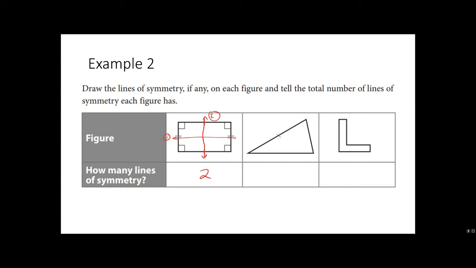Now it looks like this is an isosceles triangle again. Isosceles usually only has one place where we can fold it. So one line of symmetry. I like to number my lines just to make sure I don't count them twice. For this next object, I only see one. If you were to fold here, it would map onto itself. So again, I only see one line of symmetry there. It's wherever you can fold to where it maps onto itself.